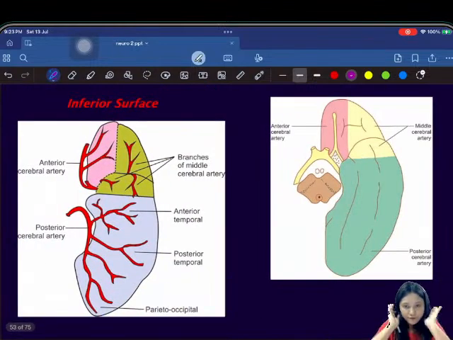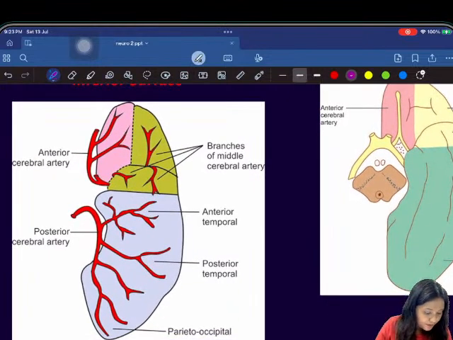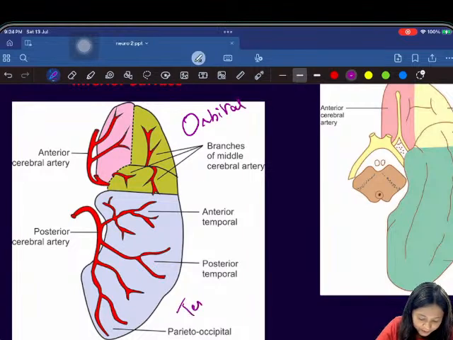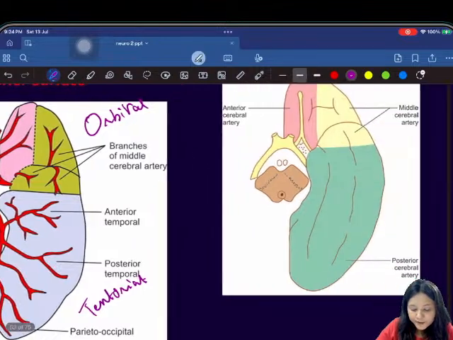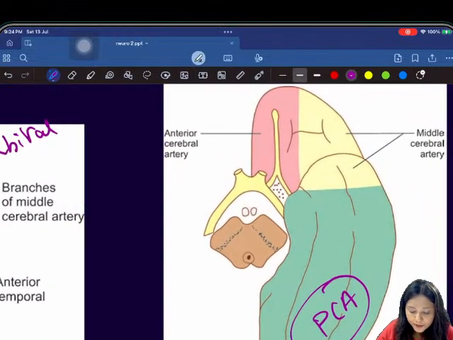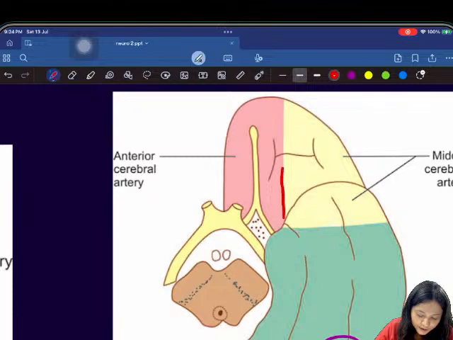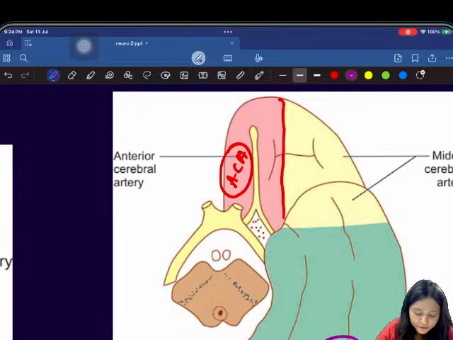What about the inferior surface? You have taken the brain and you are seeing from inferior surface, and you know that inferior surface has your orbital part and tentorial part. Okay, the orbital part and the tentorial part. Now the tentorial part is mostly supplied by the posterior cerebral artery. Okay, now the orbital part, it's very important to see here. The orbital part, the medial most area, is supplied by anterior cerebral artery. This is the gyri recti.